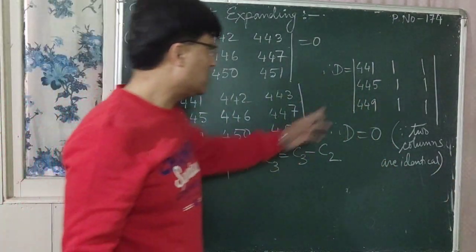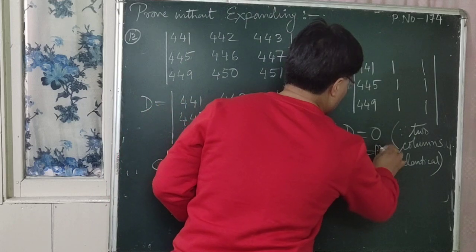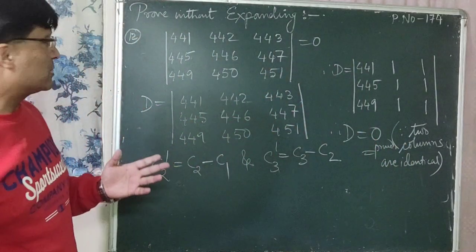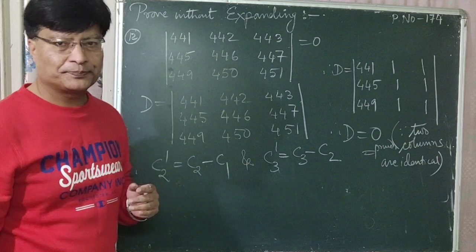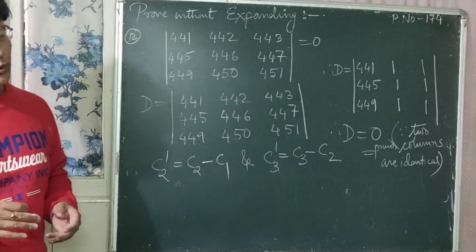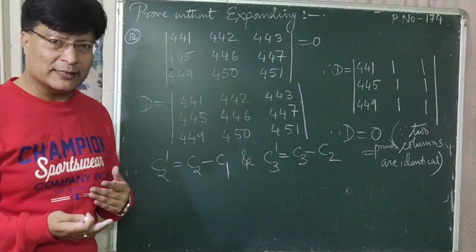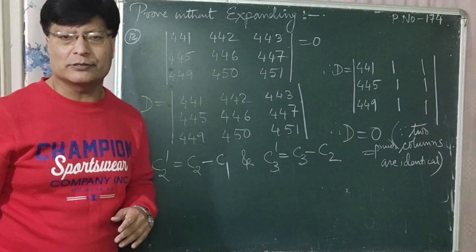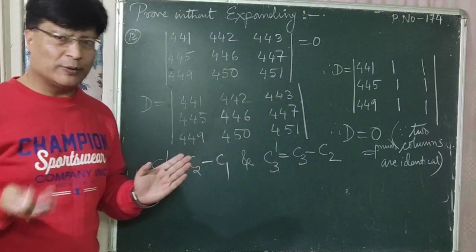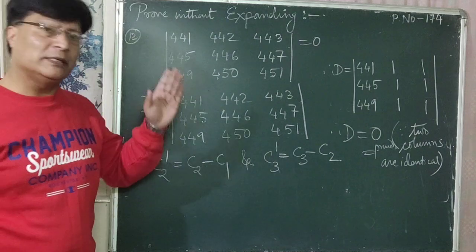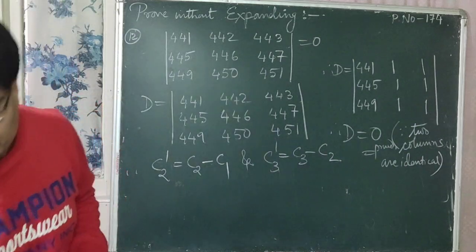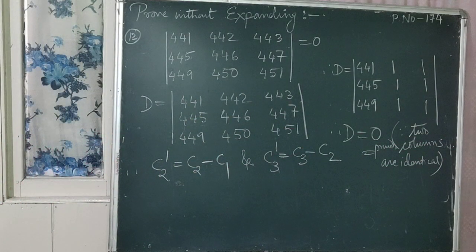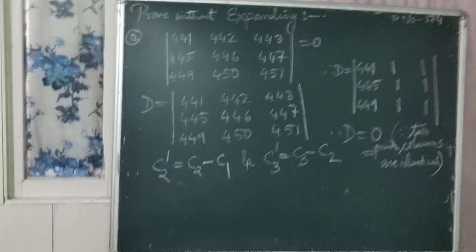So here, two columns are identical. So you can use property number 3. What is property number 3? If two rows or two columns of a given determinant are identical, then the value of the determinant is always 0. Then therefore, D is equal to 0. You can write the reason here also: since two columns are identical, D is equal to 0. Good. So without expanding, we proved question number 12.